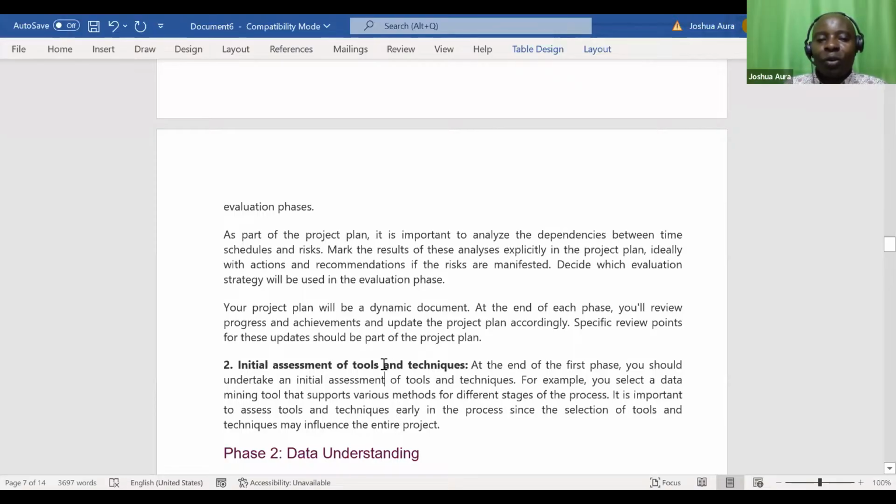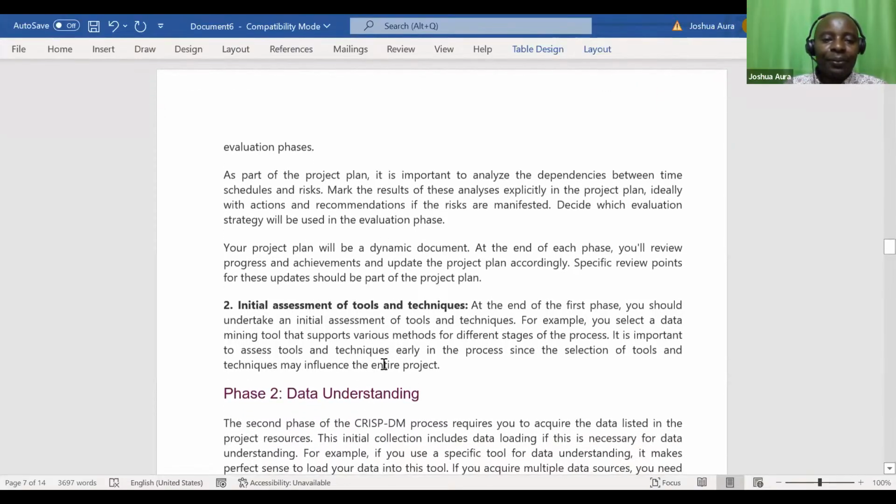Initial assessment of tools and techniques. At the end of the first phase, you should undertake an initial assessment of tools and techniques. For example, you select a data mining tool that supports various methods for different stages of the process. It's important to assess tools and techniques early in the process, since the selection of tools and techniques may influence the entire project. Ladies and gentlemen, please listen to me very well.